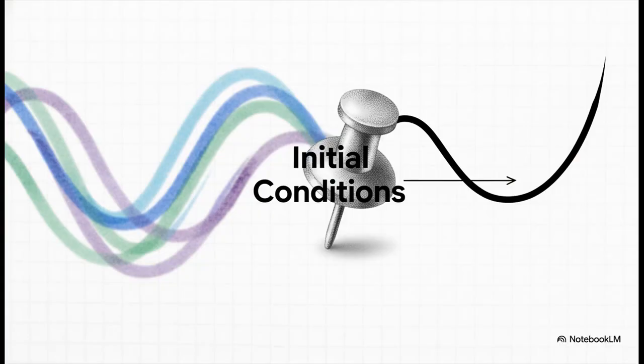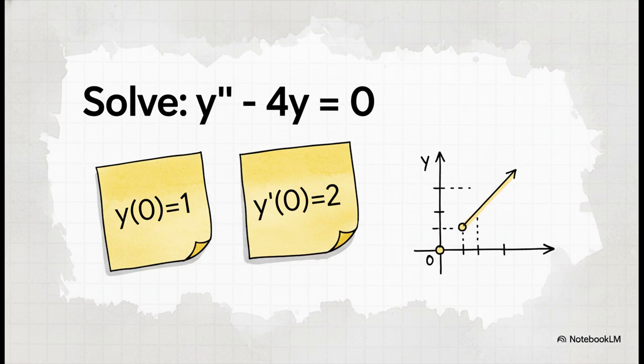So that was the general solution, but what if we have a bit more information? In a lot of real-world problems, we actually know what the system was doing right at the beginning. We call these initial conditions, and they let us find a very specific solution. Let's try this one. Solve y double prime minus 4y equals 0. But this time, we're also told that at time 0, the function's value is 1 and its slope is 2. Okay, so the characteristic equation is r squared minus 4 equals 0, which means the roots are 2 and negative 2. That gives us our general solution, y equals c1 times e to the 2t plus c2 times e to the minus 2t. Now we just have to use those initial conditions to figure out c1 and c2.